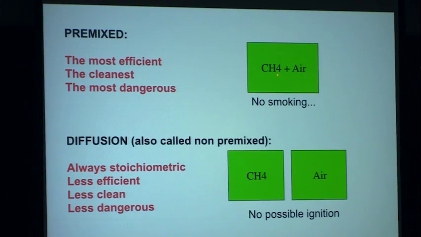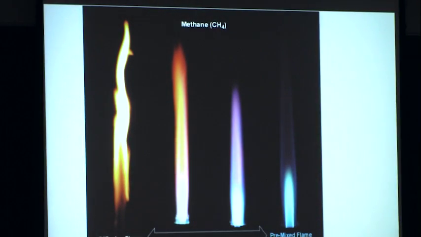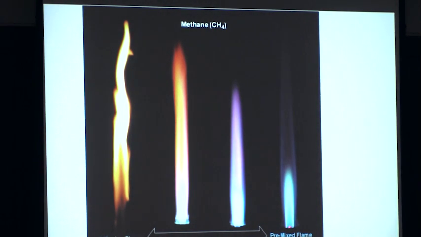Premixed flames, as I said, dangerous but efficient. Diffusion flames, less efficient but safe. Just to give you an example, this is the same burner. Here you have a jet. Either you inject here pure gas, or here you inject a mixture of gas and air. You have a typical premixed flame. Here you have a diffusion flame. Usual features of this thing: the premixed flames are blue, short, intense, stable. The diffusion flames are lazy, long, and yellow.